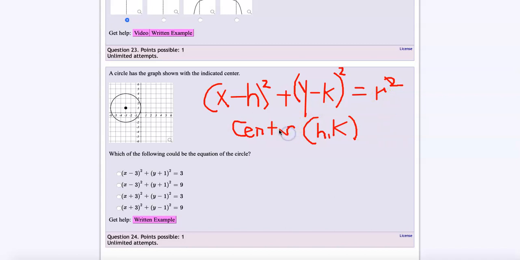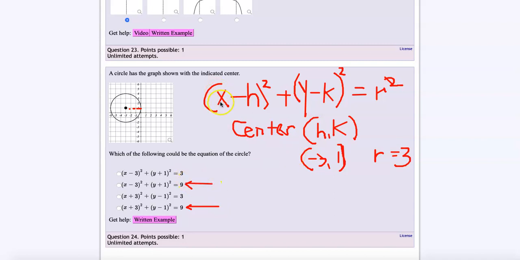So what I'm going to do is look over here at the center, and the center I can see is at (-3, 1). And what's my radius? My r value is 1, 2, 3. It takes me 3 boxes. So I need to find an equation that matches this. r is equal to 3, so r squared is going to be 9. So it's either going to be this one or this one right here.